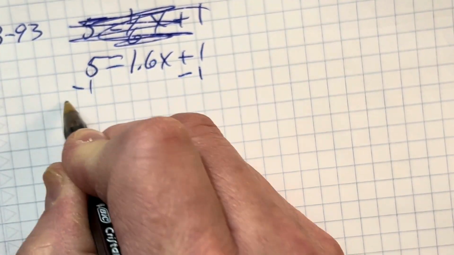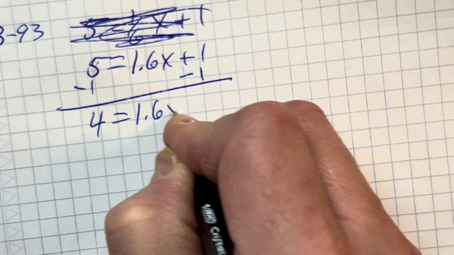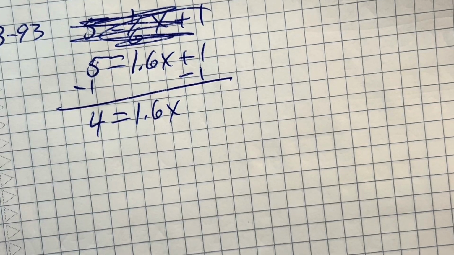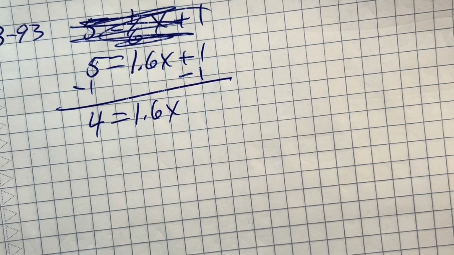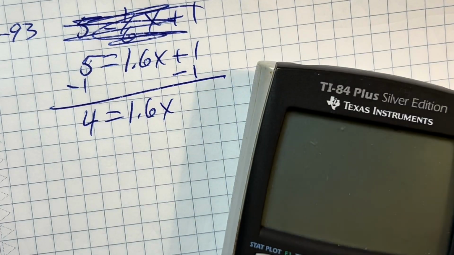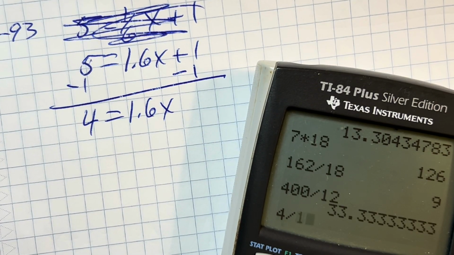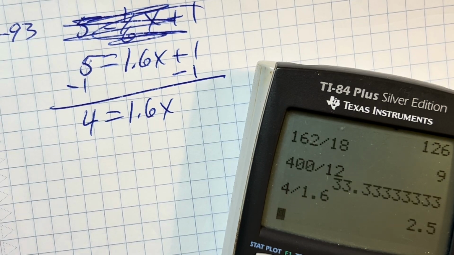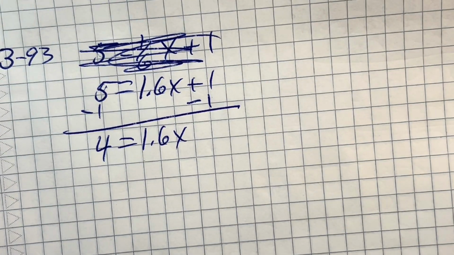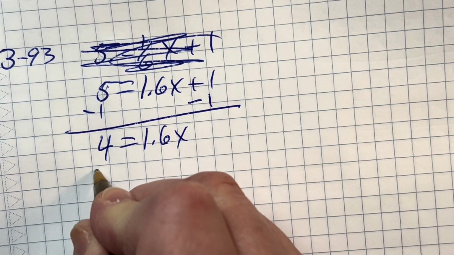Let's subtract 1 here. I get 4 equals 1.6x. So when I get 1.6x, I'm going to go ahead and get my calculator out if I can find it. There it is. Found it. Four divided by 1.6 equals 2.5. So it's 2.5.